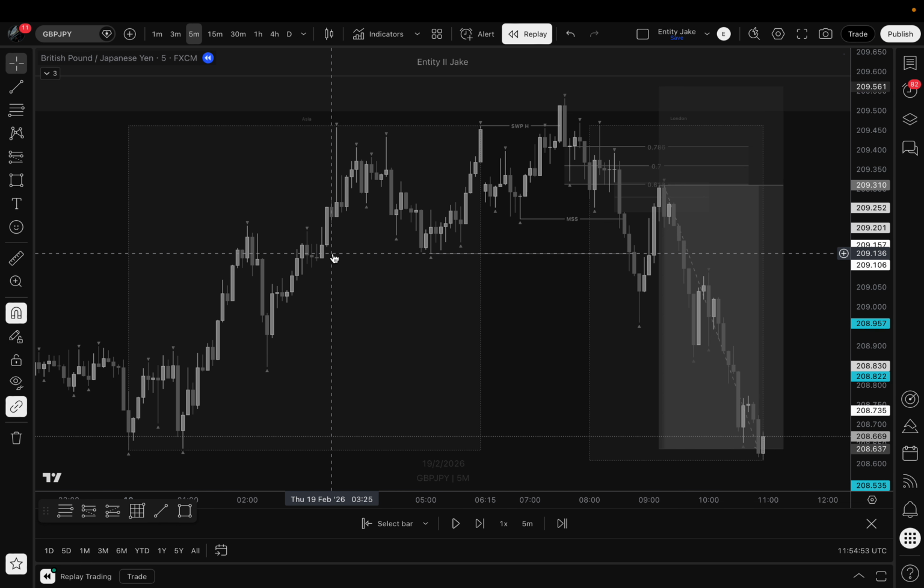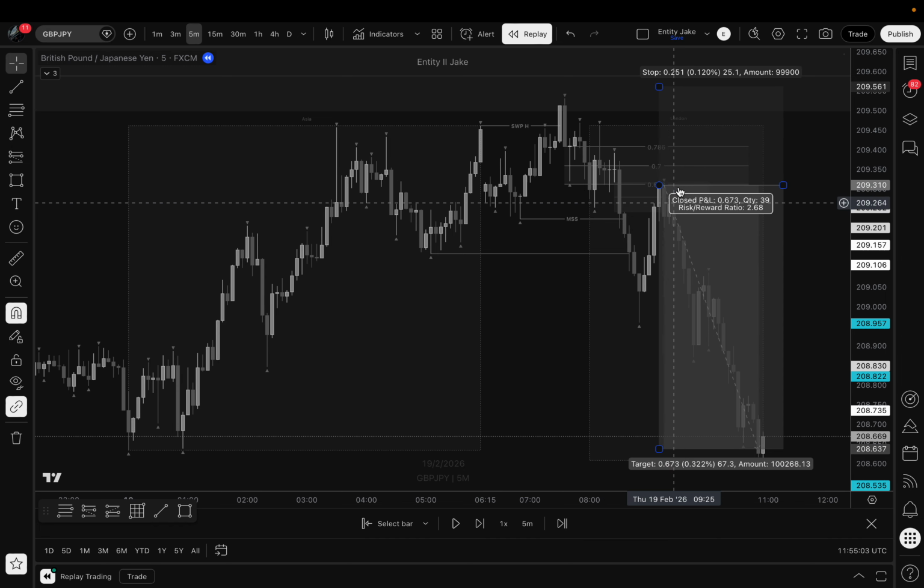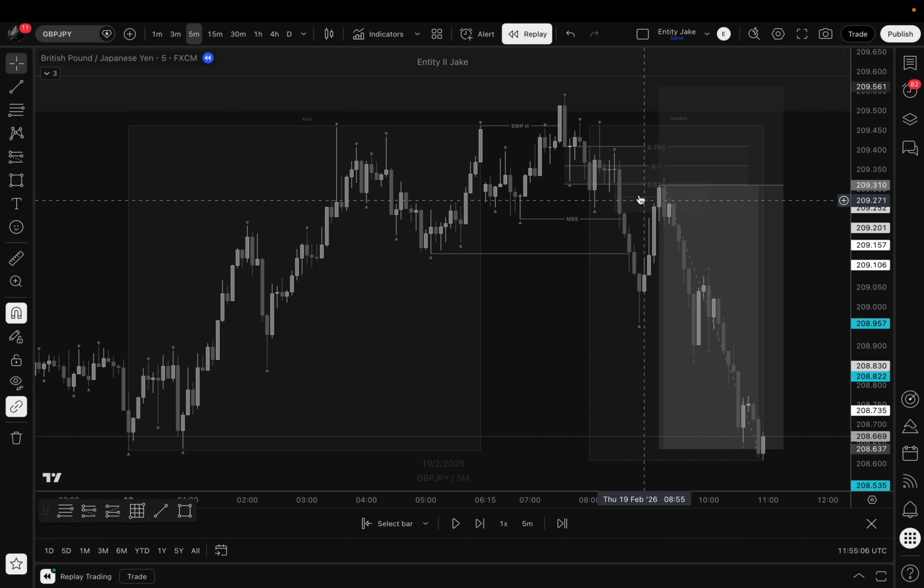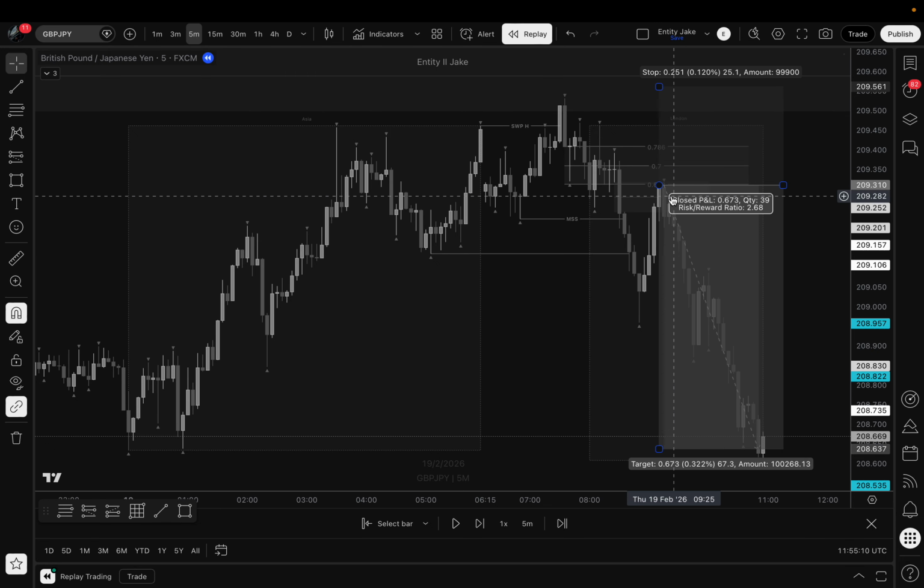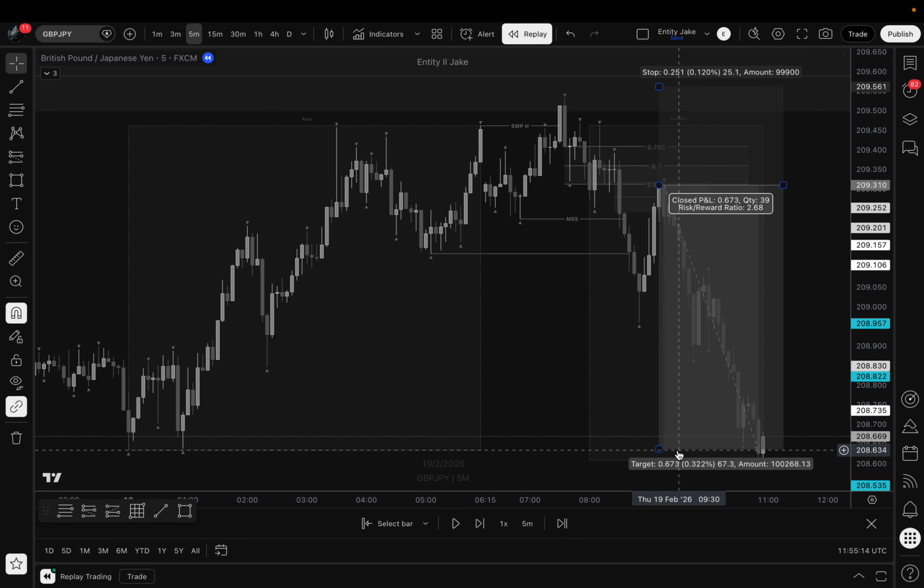Literally 4-5 easy steps. Waiting for Asia sweep, number 1. Number 2, POI. Number 3, market structure shift. Number 4, Fib retracement tool with any lower time frame POIs such as a fair value gap or an order block. And then obviously we're entering the trade, targeting the other side of the session.